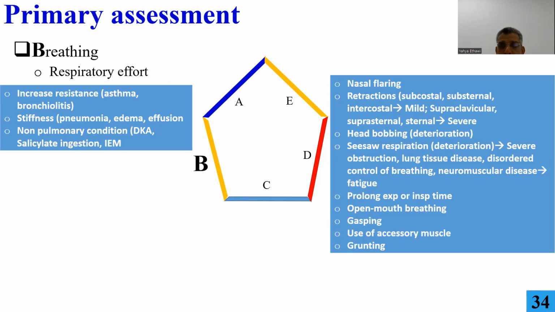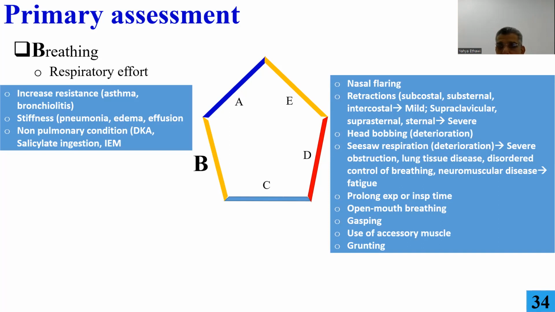You can see head bobbing. That's when you're deteriorating. And then you get seesaw respiration. You guys know what seesaw? Anybody know what is seesaw? No. Seesaw is up and down. So you get seesaw respiration, fast and slow. That means more deterioration. Okay, it means severe obstruction, lung tissue disease, and it can be disordered control of breathing. It can be neuromuscular disease that resulted in fatigue.